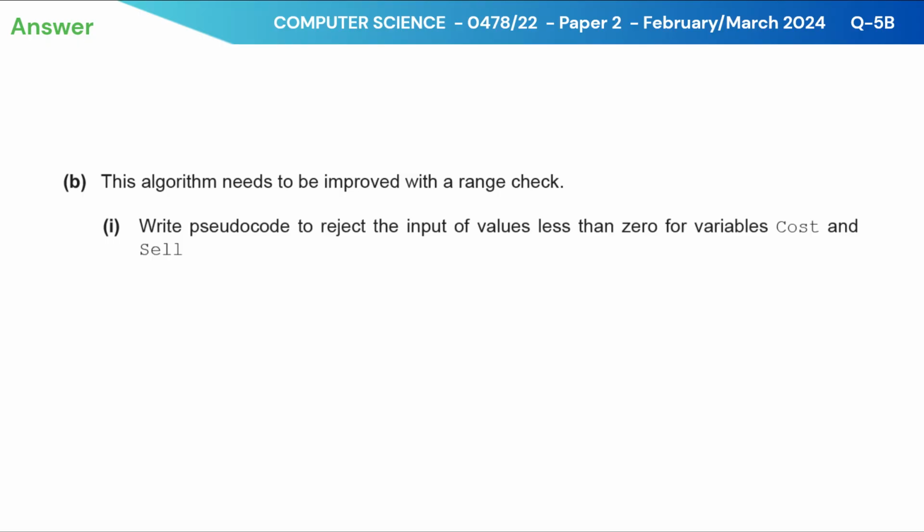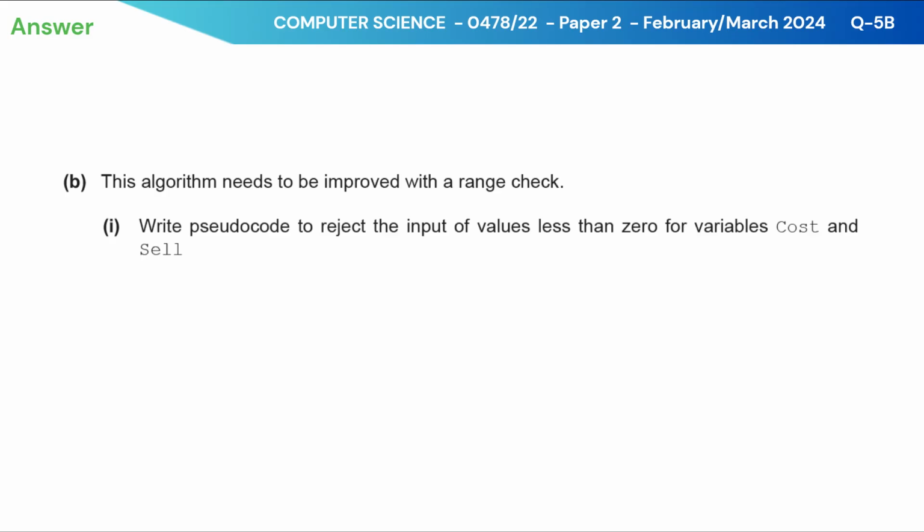Here we need to write pseudocode to reject the input of values less than 0 for variables cost and sell. So we need to write 2 blocks of pseudocode, one for each input. Better way is to reject the input until user inputs the correct value, which should be greater than or equal to 0. So we shall use a post condition loop because we need to run the code at least once to have the input. I recommend to watch the video for question 2AE of past paper February-March 2023.